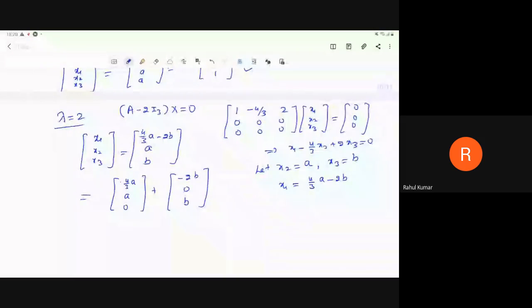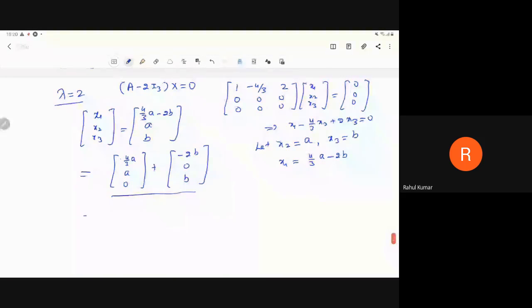If I add these two column matrices, I get the previous column matrix. Correct or not? Okay. In this way, it is a times (4/3, 1, 0) plus b times (-2, 0, 1).